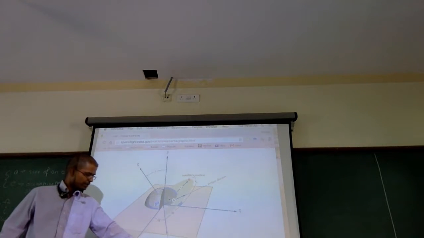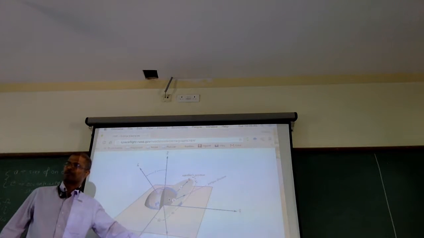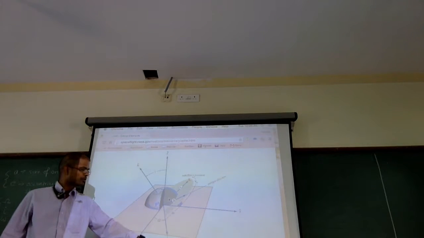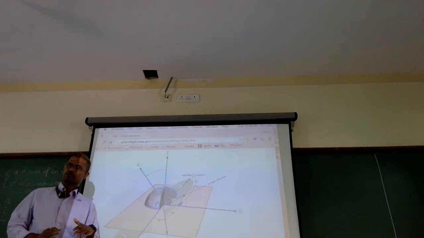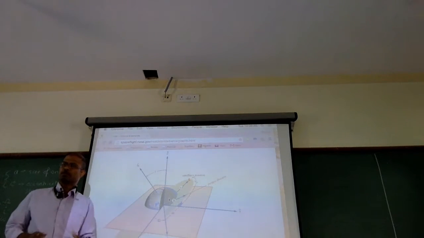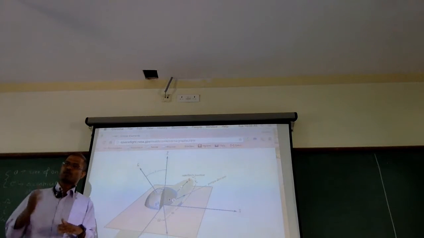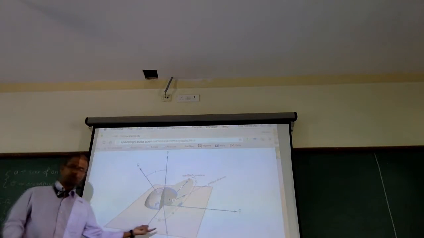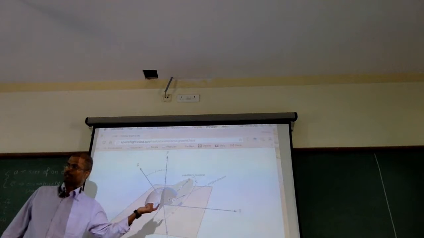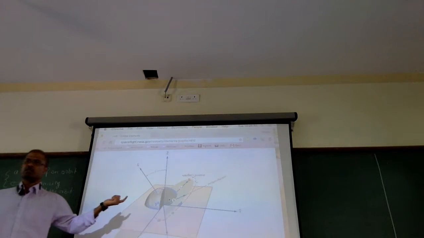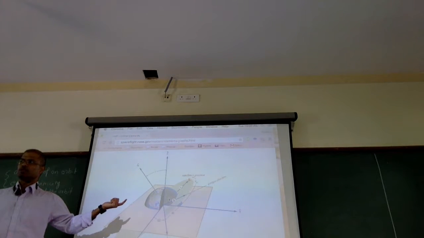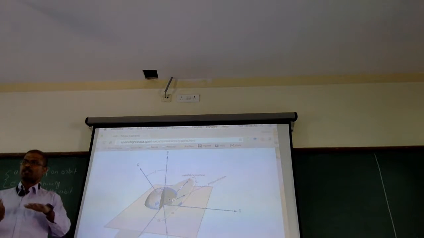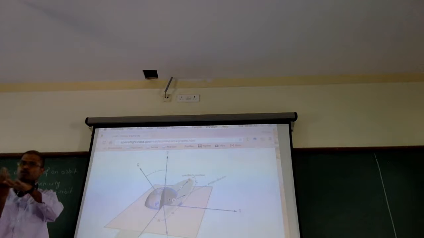We define this line of nodes. So what is this line of nodes? Where do 2 lines intersect? At a point, right? Where do 2 planes intersect? At a line. 2 planes will always intersect at a line. So the equatorial plane and the ecliptic plane. What is the ecliptic plane? The orbital plane is called the ecliptic plane. Those 2 planes intersect at the line of nodes.